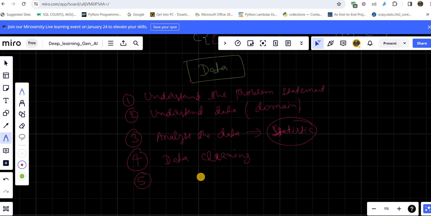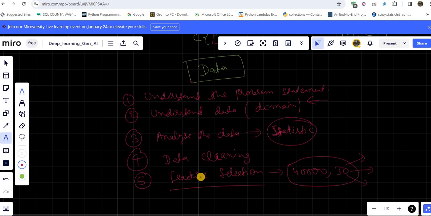Then after, something called feature selection. What does feature selection mean? Let's suppose your data has 40,000 records and 30 columns. It doesn't mean all 30 columns are important. Either by your domain knowledge or by statistical analysis, if a feature is not important, you have to remove it. Feature selection doesn't only mean removing or keeping features. You can generate a new feature also.